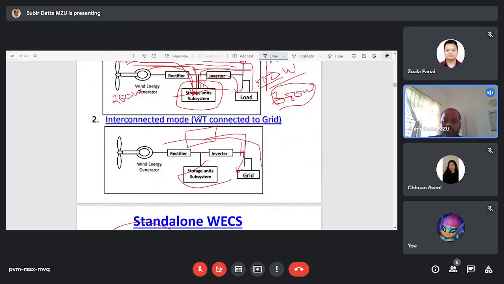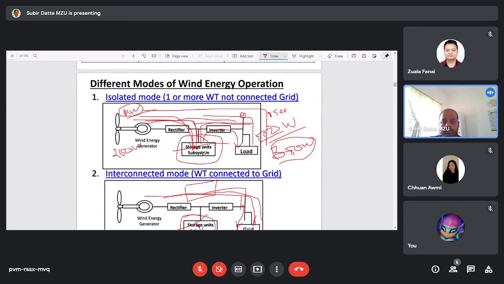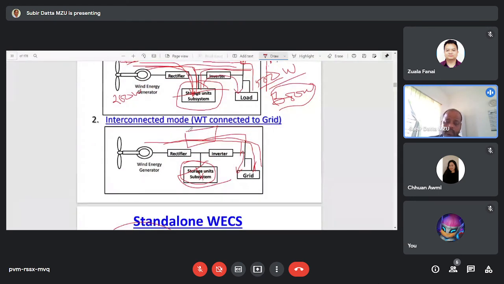In the interconnected mode of operations, the wind turbines will be connected with the grid. Here the storage unit is not compulsory, not required, but it may be there also. Whatever power is generated here, that entire power we can feed to the grid, or we can store it here if required. So the storage unit is compulsory for the standalone or isolated mode of operations, but for interconnected mode it is not compulsory, though we can connect it.